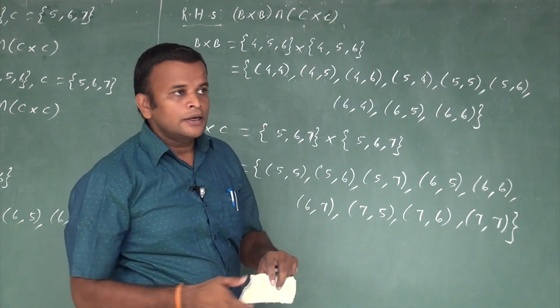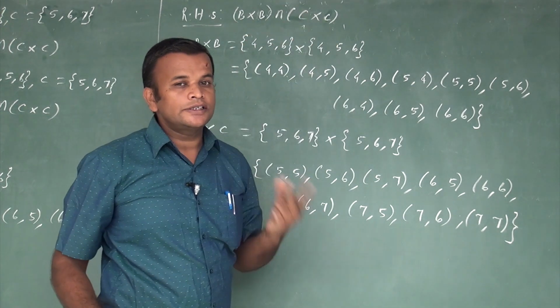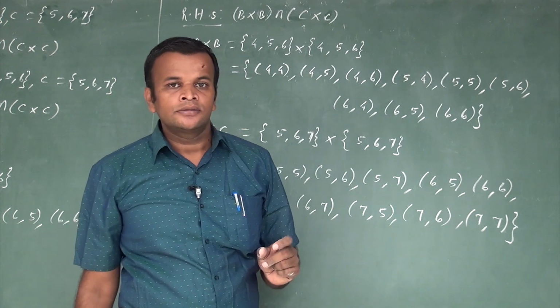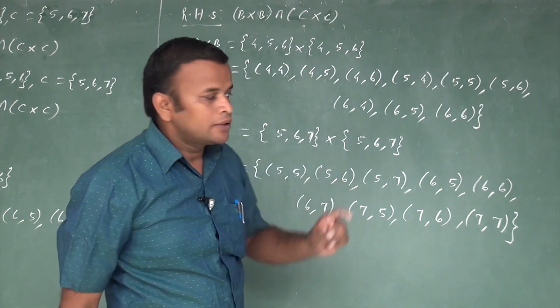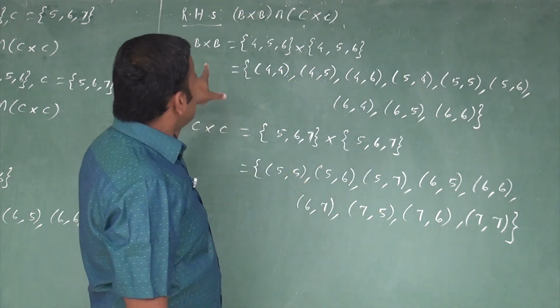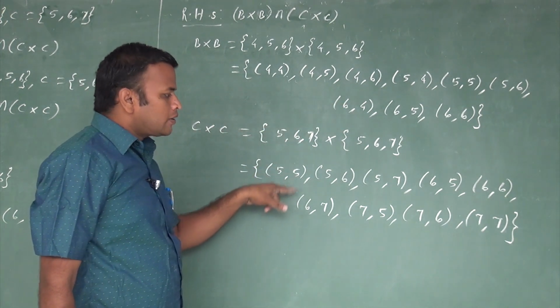Now to find B cross B intersection C cross C, we already said what is meant by an intersection. Intersection means the common elements in B cross B and C cross C. Now we check which are values of B cross B and also values of C cross C.